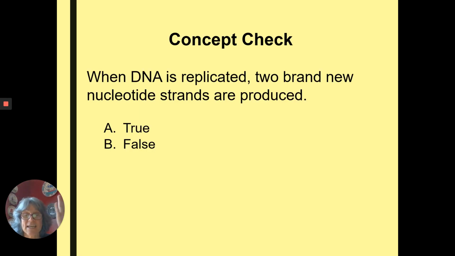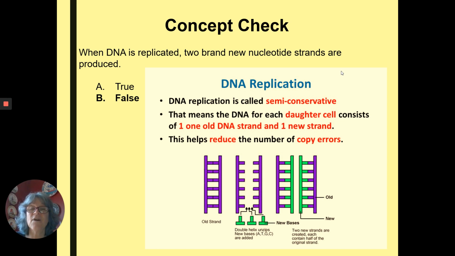All right, so that's replication. I started with a molecule, I end up with two new molecules. So concept check: when DNA is replicated, two brand new nucleotide strands are produced. Is that true or false? What do you think? All right, that is false.